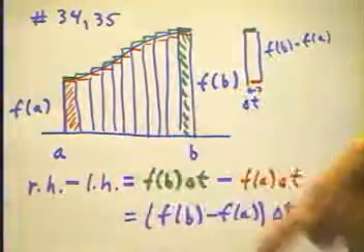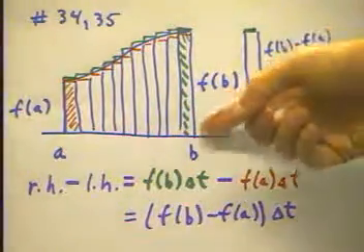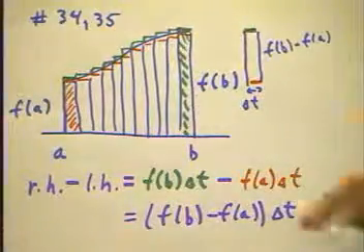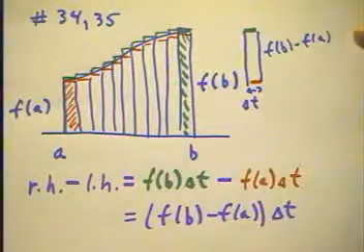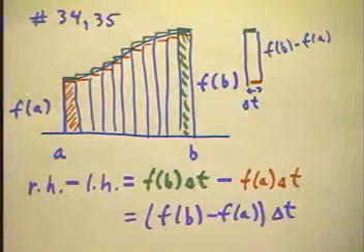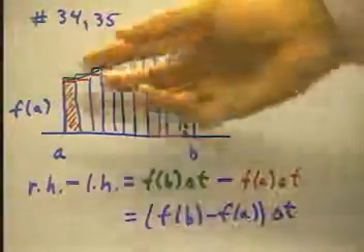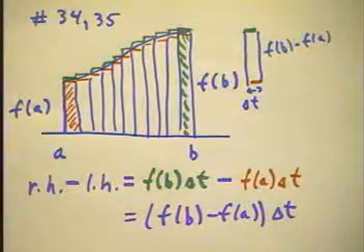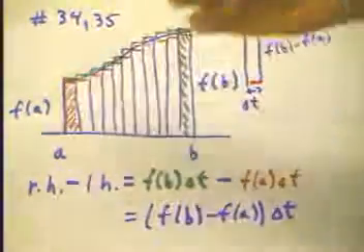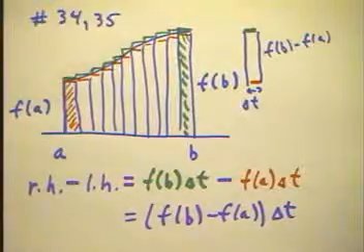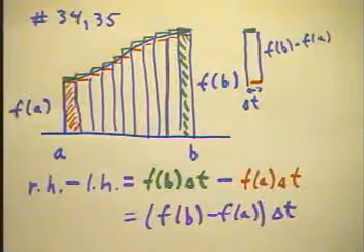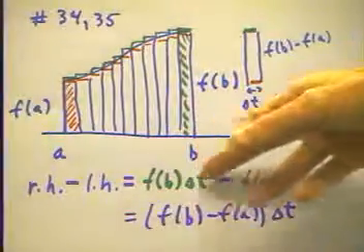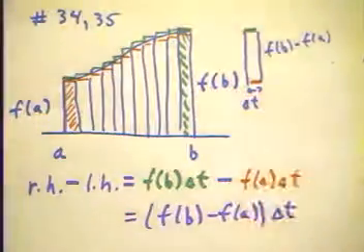So the right hand minus left hand is just going to be f of b delta t minus f of a delta t, which is f of b minus f of a delta t. We can also see that the left hand sums never include the f of b, the right hand sums never include the f of a, and by a process that we've talked about to some extent, we see that that's why the right hand minus left hand sum is f of b delta t minus f of a delta t.